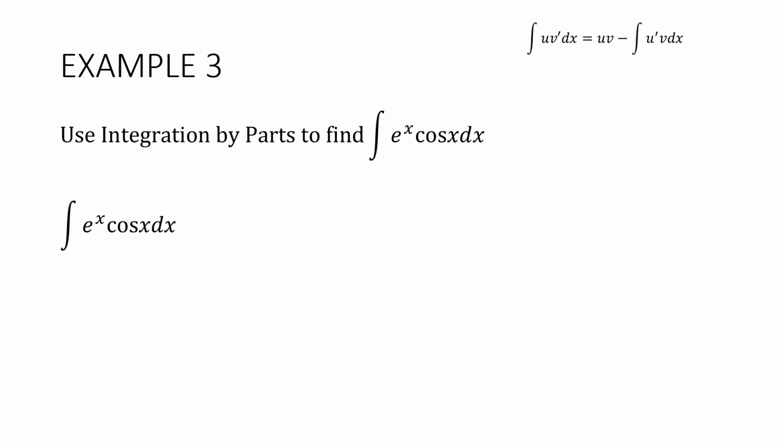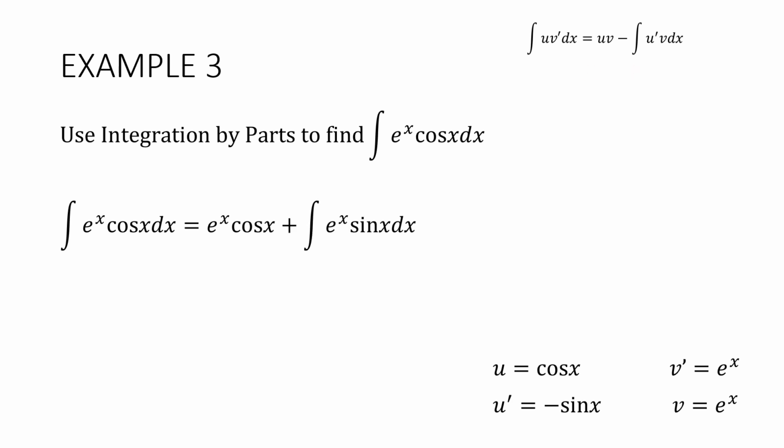So our first job is to decide what is u and what is v dashed. From our LIATE rule, exponential's right at the bottom of the list. So we're going to make cos x u, and e to the x will be v dashed. Differentiating cos x and integrating e to the x, and using integration by parts, we end up with this. And we haven't really got anywhere. We've just switched cos x for a sine x. So we're going to do it again.